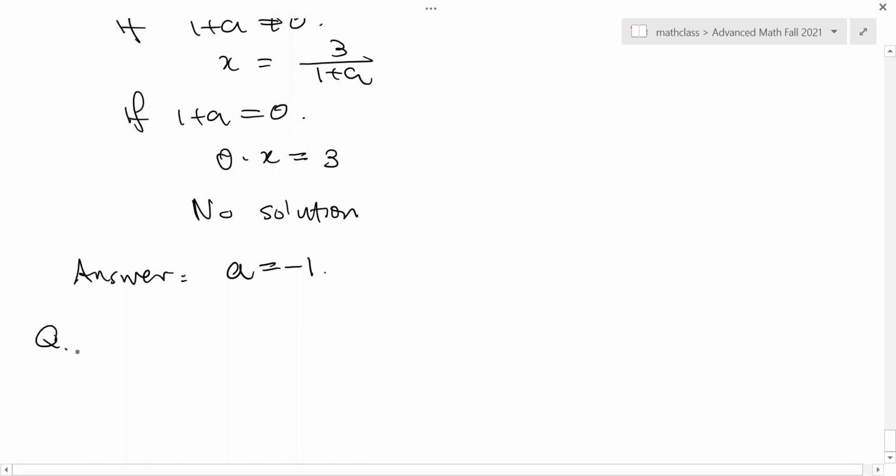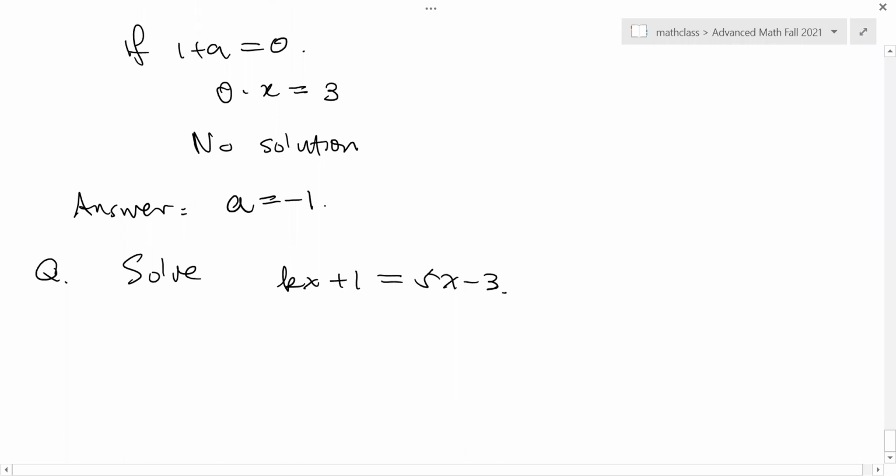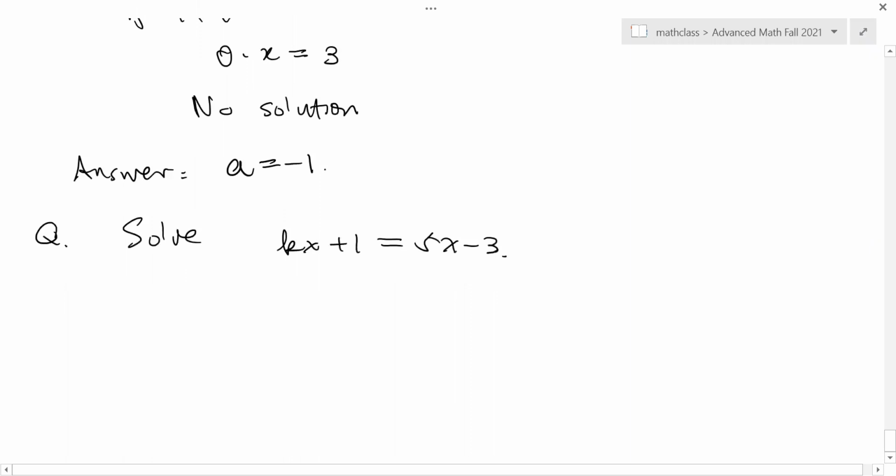All right, so our next problem. We're trying to solve the following equation, and I'm also going to talk about the geometry of this equation, the solution. So kx plus 1 equals 5x minus 3.